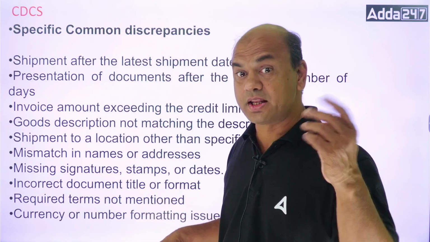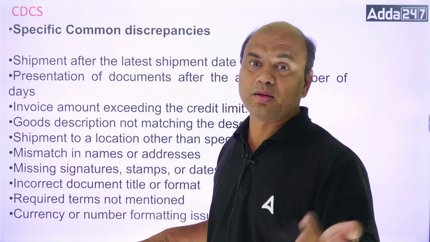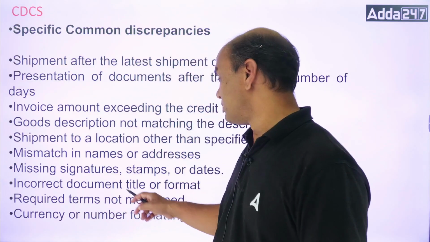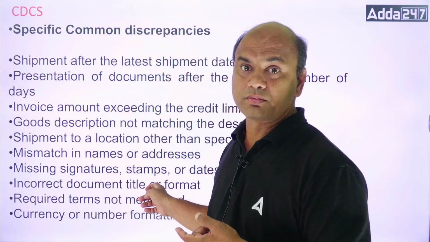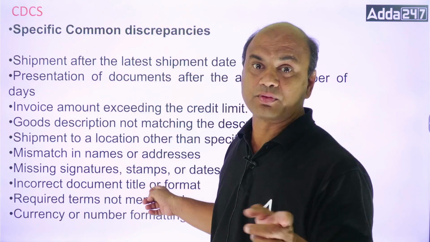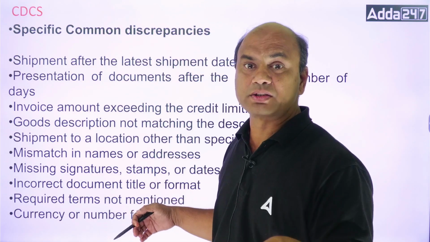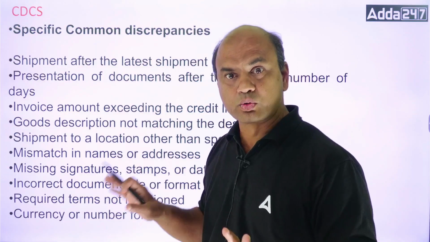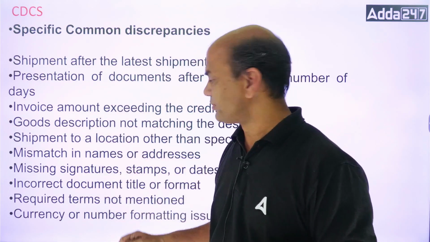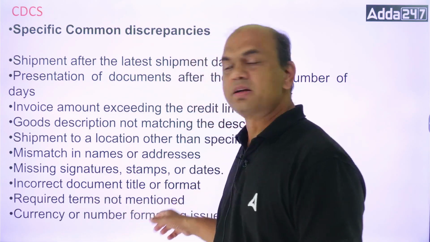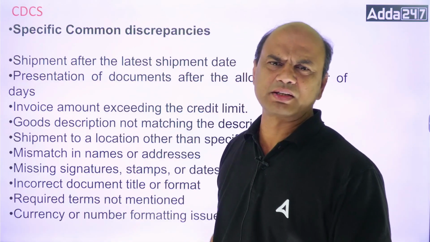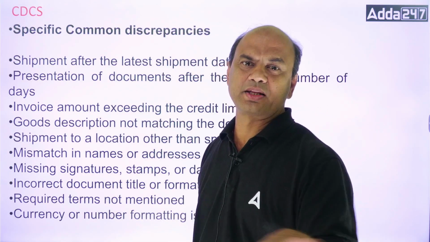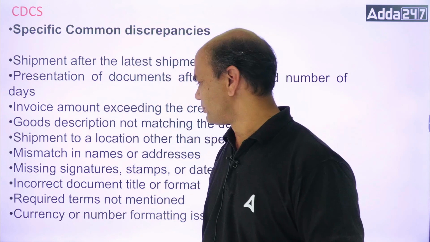Okay. The rule says any name, right? However named. Required terms not mentioned. So however named means it should match somewhere. I am asking for an invoice and the title is BL. That's totally vague, right? Required terms not mentioned. Whatever CIF is asked in the LC, you are mentioning FOB. One example. This is just one example. It can be many. Okay.